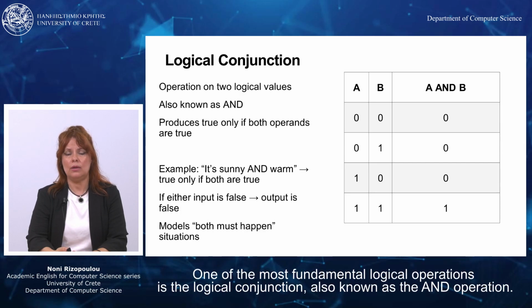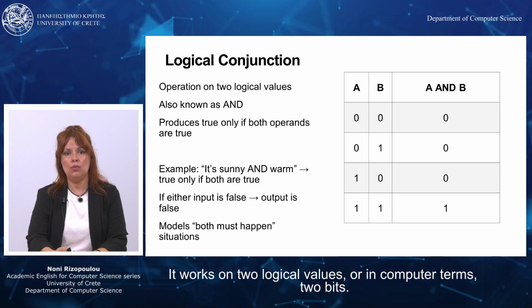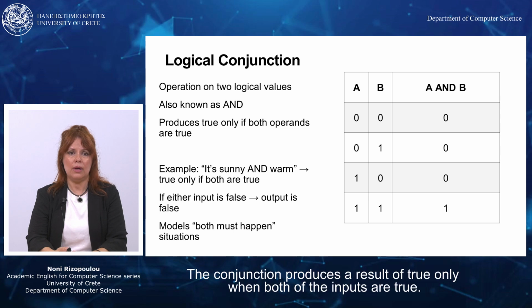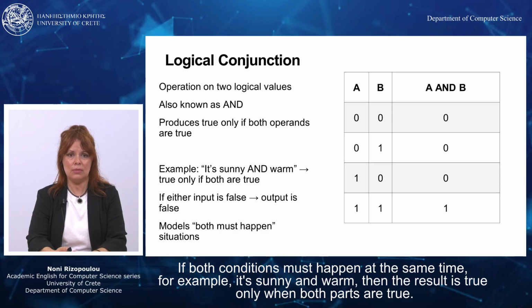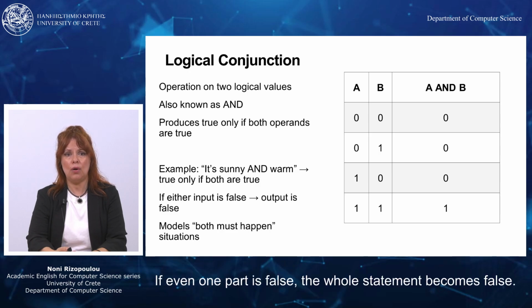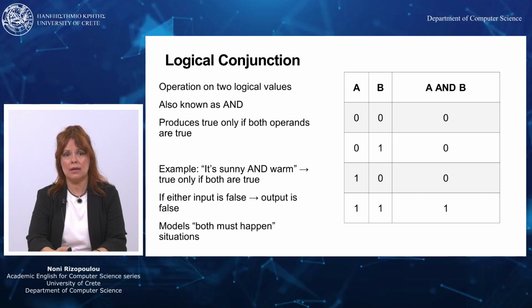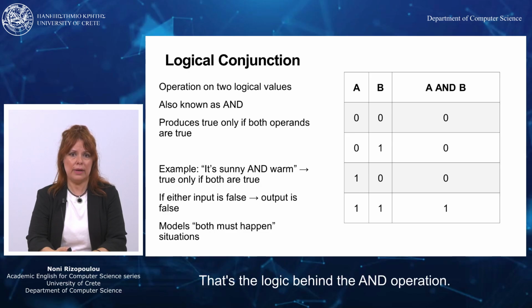One of the most fundamental logical operations is the logical conjunction, also known as the AND operation. It works on two logical values, or in computer terms, 2 bits. The conjunction produces a result of true only when both of the inputs are true. Let's think of it like this. If both conditions must happen at the same time, for example, it's sunny and warm, then the result is true only when both parts are true. If even one part is false, the whole statement becomes false. That's the logic behind the AND operation.